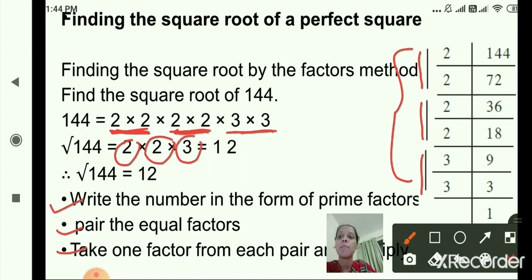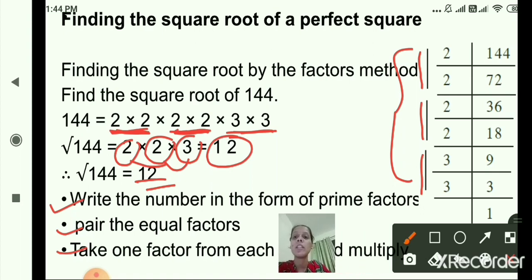Now we will multiply this. 3 2s are 6, 6 2s are 12. So here it is 12. So what is the square root of 144? The square root of 144 is equal to 12, as you can see here, last step. Okay, hope you are clear with this method.